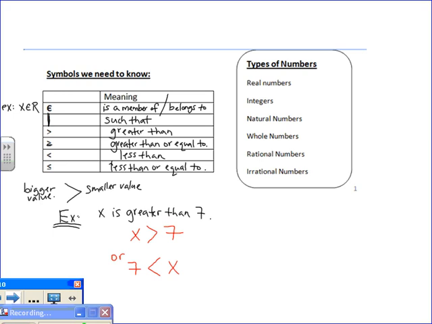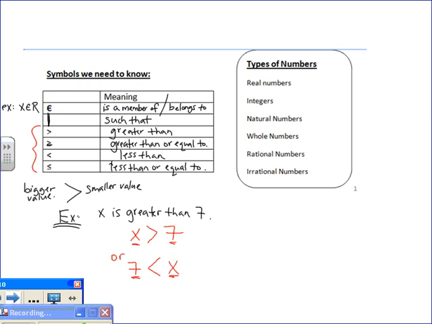So these signs are just to help you understand them and remember them, but you can actually use them. You can flip them in both directions as long as you put the bigger number with the big mouth, and the smaller number goes on the smaller side, or where the inequality is pointing towards. So both of those are totally acceptable.